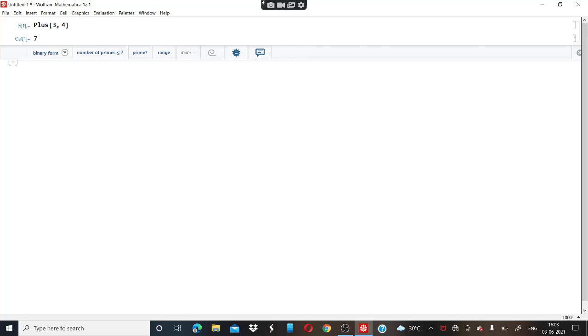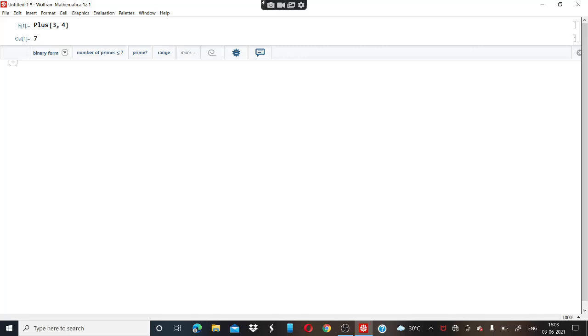For example, if you want to add 3 and 4, you can use Plus, and in brackets, here we are using the big bracket, so 3 comma 4, and we close the bracket. Then we press Shift and Enter together to get the result. So here you will get 7.